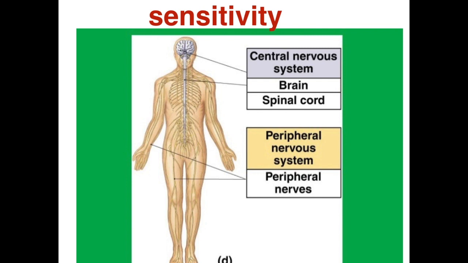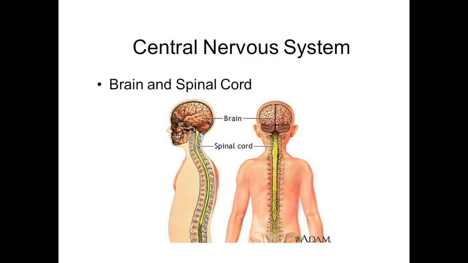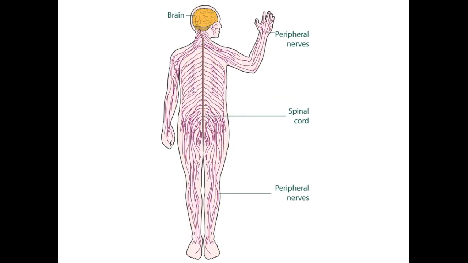And the third life process is sensitivity, which is the reaction to the environment. Sensitivity has to do with the nervous system, the central nervous system made up of the brain and the spinal cord, and the peripheral nervous system that is made up of a lot of nerves. In this picture, we can see very clear the brain and the spinal cord. And here, the peripheral nerves that are all around the body.